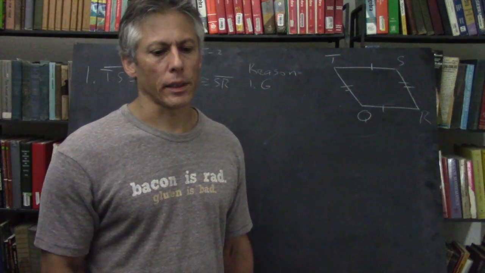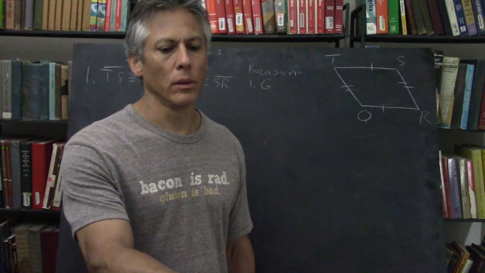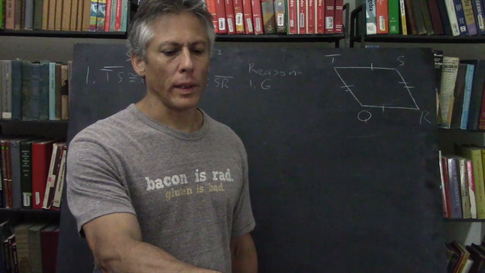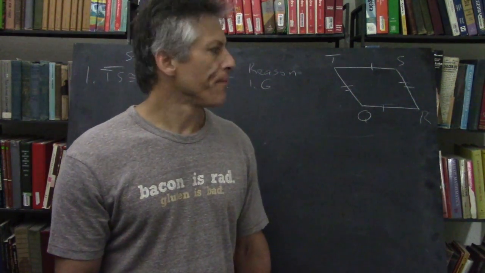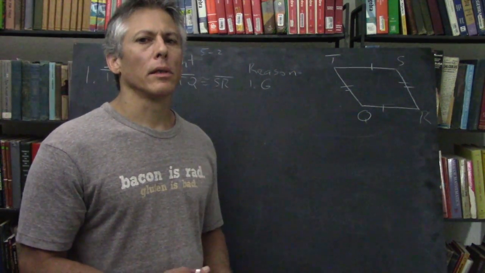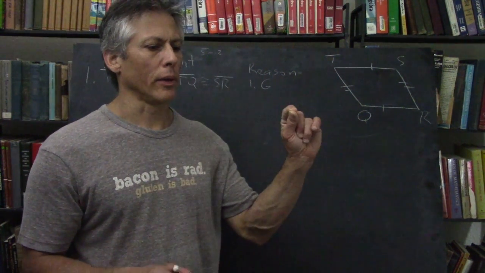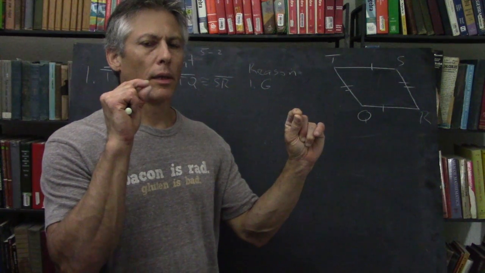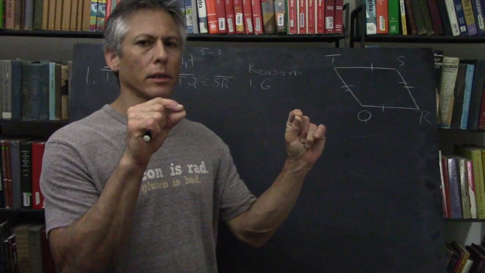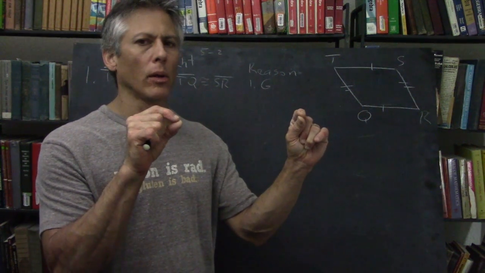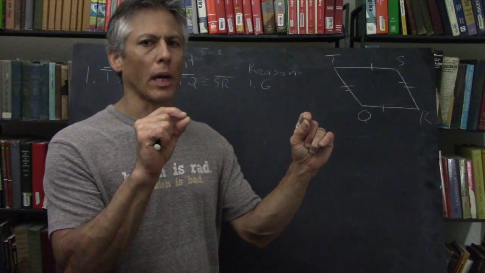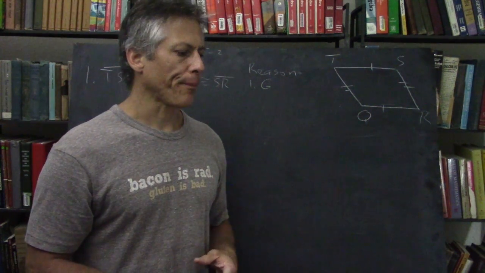Now we are on section 5.2, ways to prove that quadrilaterals are parallelograms. So, in the previous section, we had a parallelogram and we found out and discovered properties of it. So we went from here to here. Now we're starting with a quadrilateral with certain properties and showing it's a parallelogram.